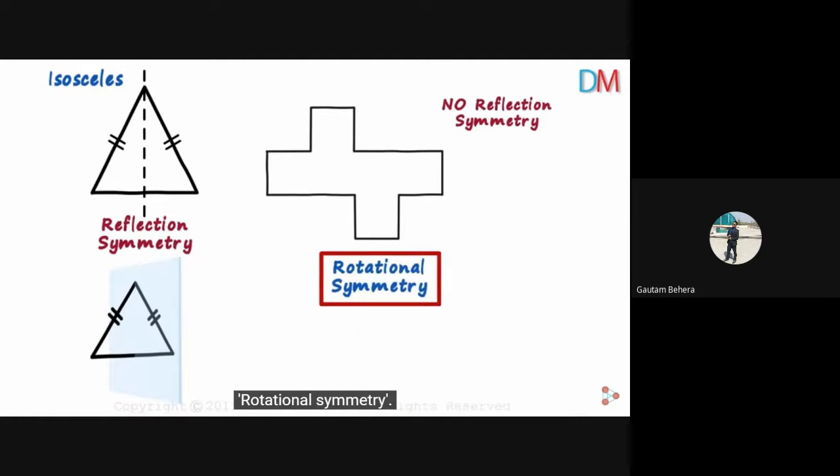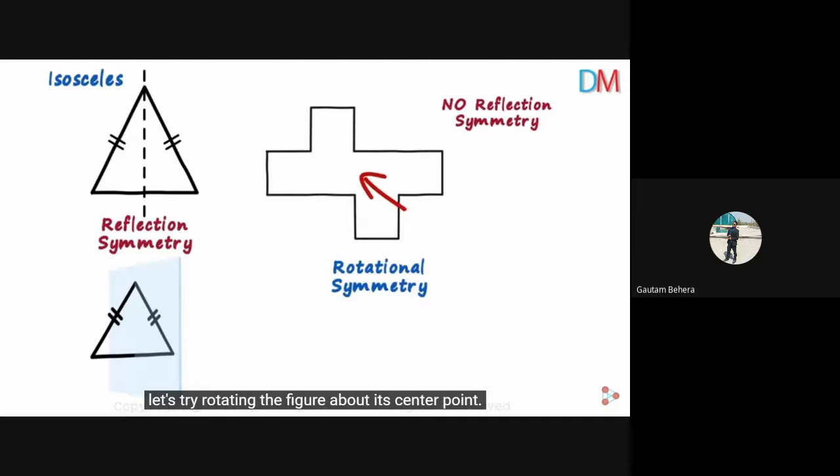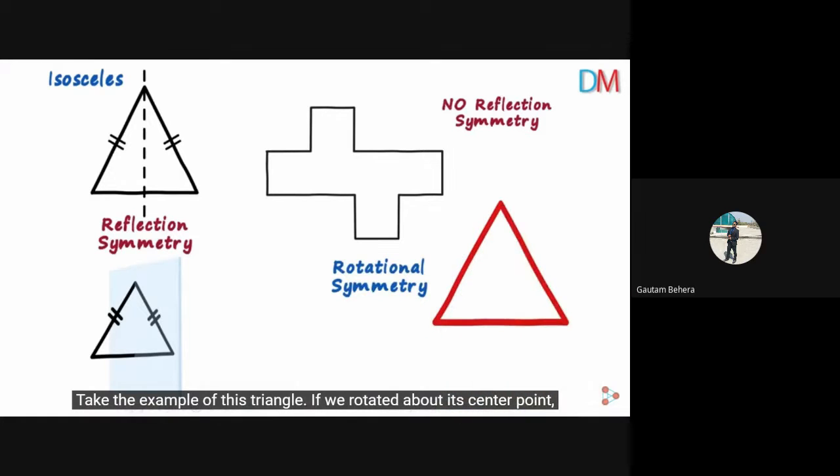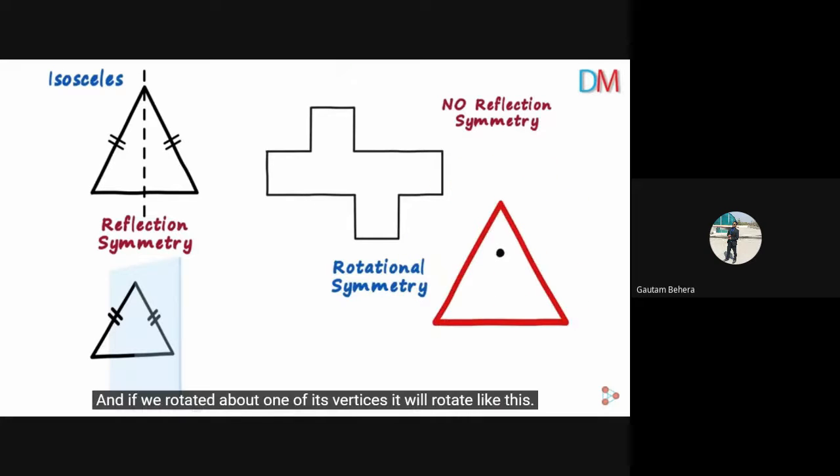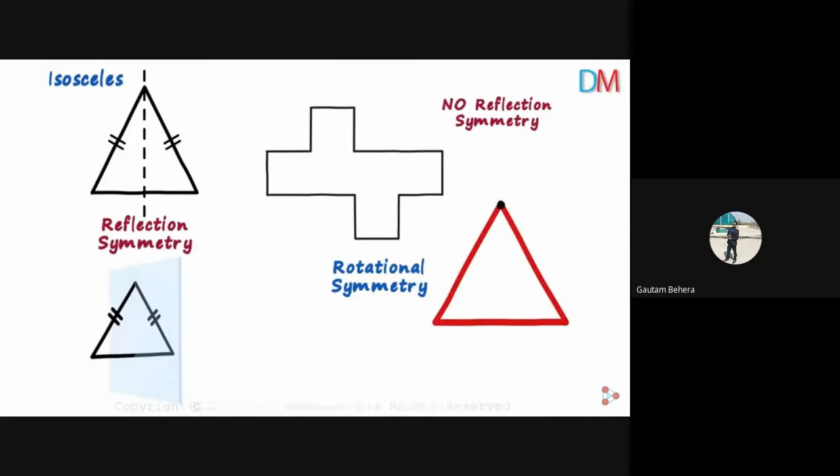Yes, rotational symmetry. What does that mean? As the name suggests, let's try rotating the figure about its center point. And what does rotating about a center point mean? Take the example of this triangle. If we rotate it about its center point, it will rotate like this. If we rotate it about this point, it will rotate like this. And if we rotate it about one of its vertices, it will rotate like this. The shape will rotate differently depending on the point around which it is rotated.